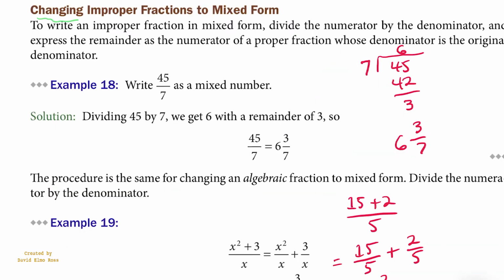Let's look at changing improper fractions to a mixed form. For instance, if we're given 45 over 7, 7 goes into 45 6 times with 3 remainder. And we can get back the original by multiplying 7 times 6, which is 42, plus 3 is 45 over 7 to go back the other way.